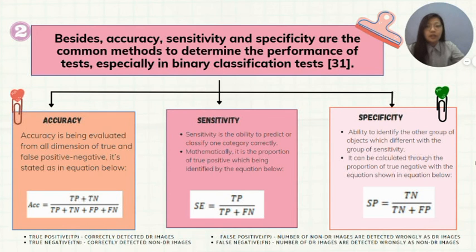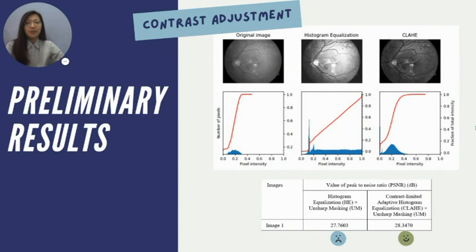So basically, the true positive means the correctly detected diabetic retinopathy images, and the true negative means correctly detected non-diabetic retinopathy images. However, the false positive means the number of non-diabetic retinopathy images detected wrongly as diabetic retinopathy images, and the false negative means the number of diabetic retinopathy images detected wrongly as non-diabetic retinopathy images. So now let's move on to the preliminary result.